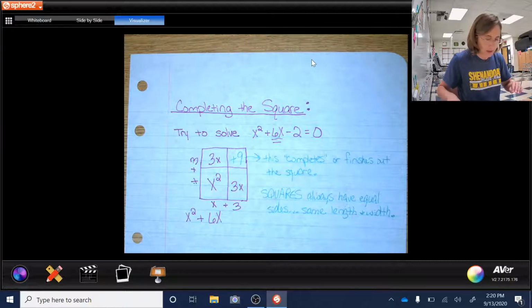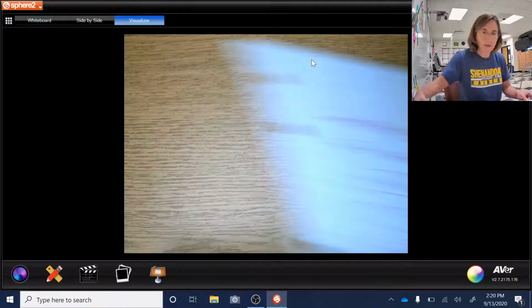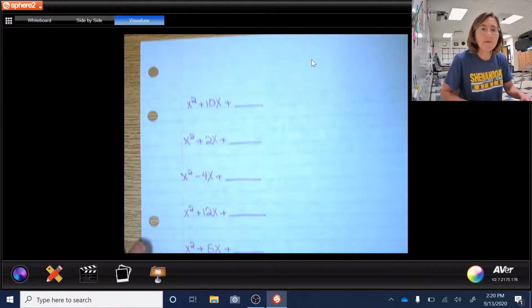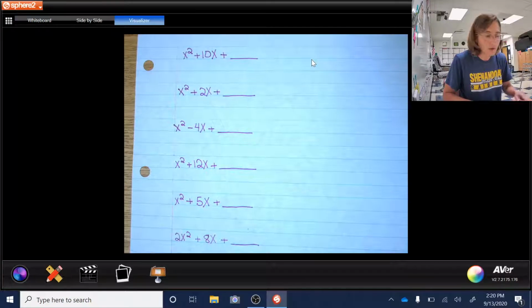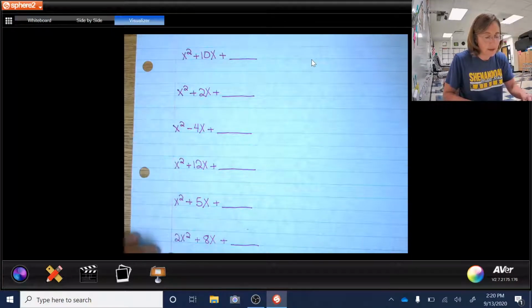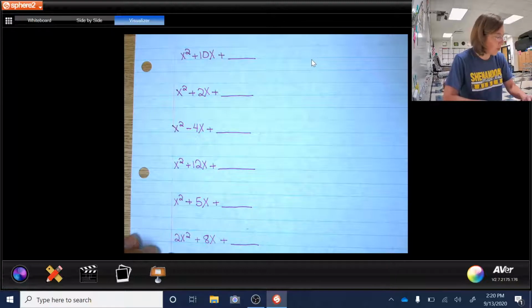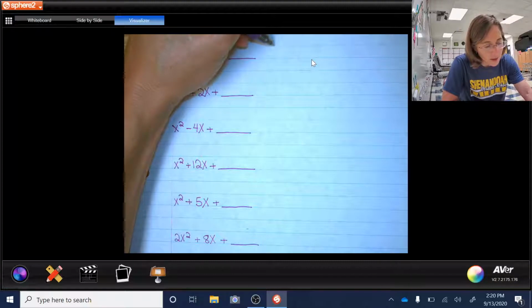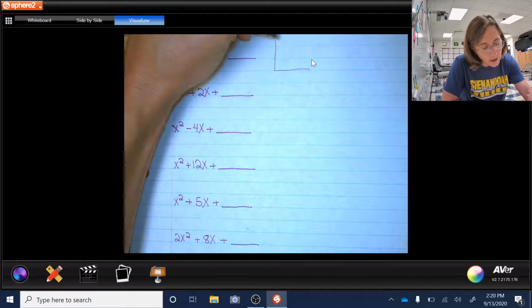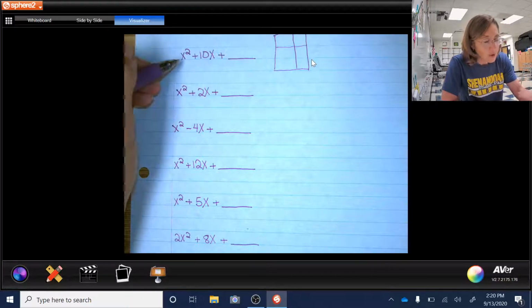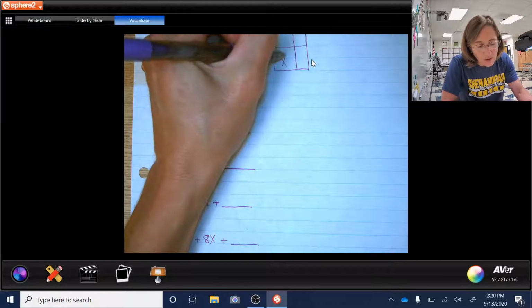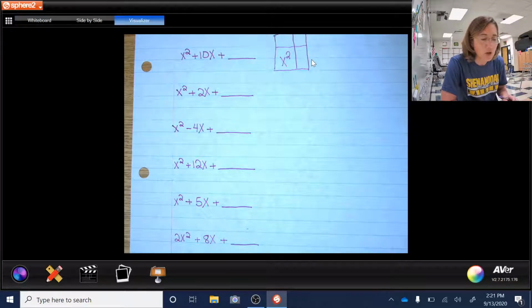So I have some more written here where we can complete the square. Let's see if you can see all of these. There we go. So 1, 2, 3, 4, 5, 6 problems here. I think I'll do one more with you to help you make sure you're seeing this. Okay. So I'm going to draw a square off to the side here, and draw my zones inside of it. So I have an x squared. Your x squared is always going to be in that first box.